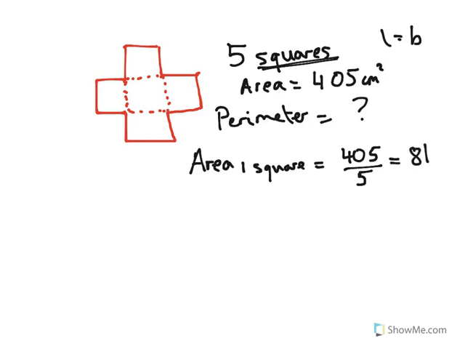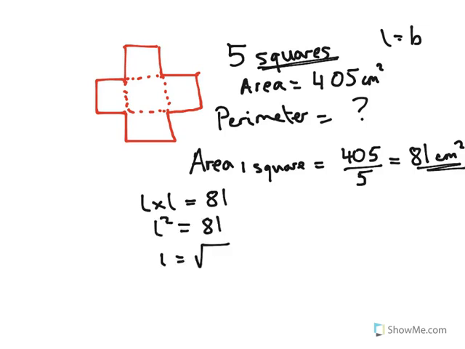That gives us 81 centimeters squared. So we know that the length times the length equals 81, or the length squared equals 81. So the length must be the square root of 81, which is going to shout out at you. You shouldn't need your calculators for this. It's 9 centimeters. So now we know that the length is 9 centimeters, the breadth is 9 centimeters.